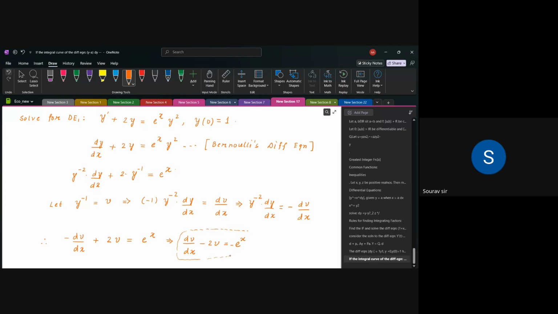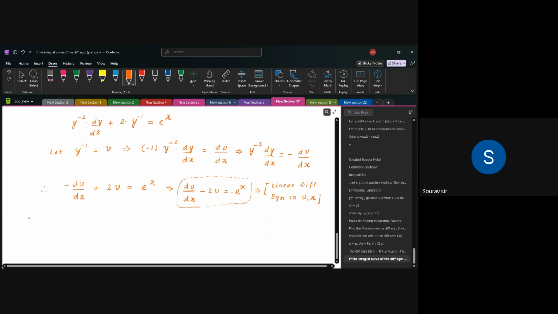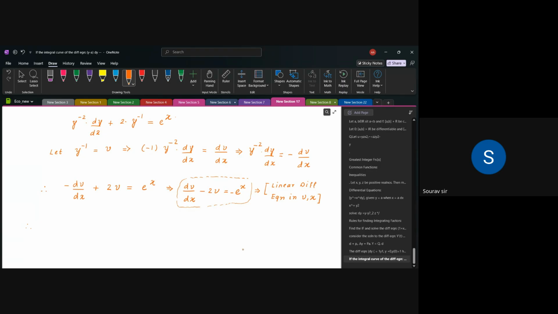And there we have a linear differential equation in v and x. Okay. So how are we going to solve this? What's the next step? E to the power integration of minus 2 is the correct integrating factor. So the integrating factor is e to the power minus 2 dx. So e to the power minus 2x is your integrating factor.